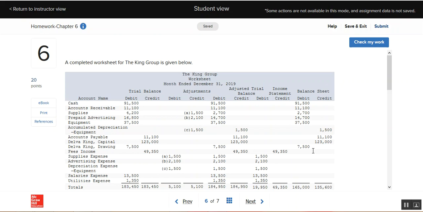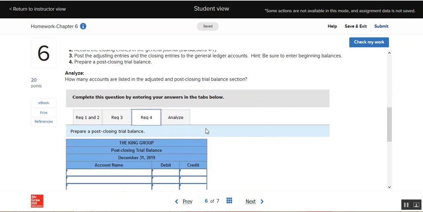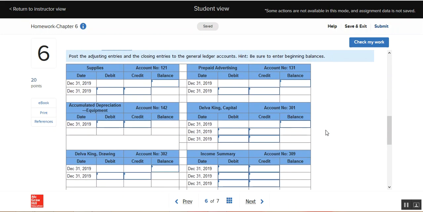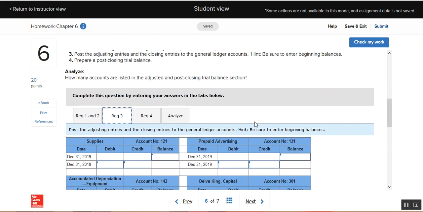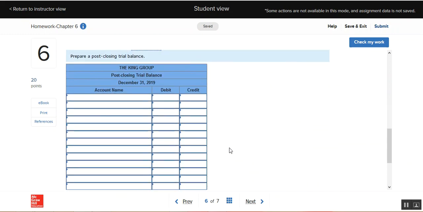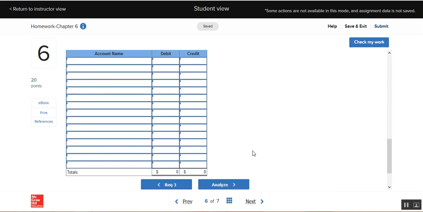The only difference is, remember, you closed this withdrawal, so it's not going to be on there. And this capital account is no longer $123,000 because you changed it. So after you get your assets and that contra asset of accumulated depreciation, once you get all the way through accounts payable and you start on your capital, then let's see where you can find that. I would go right here to Delva King Capital and find out what the updated balance is and put that in. It should be a credit. At that point, your post-closing trial balance should be in balance at the bottom if you do that.